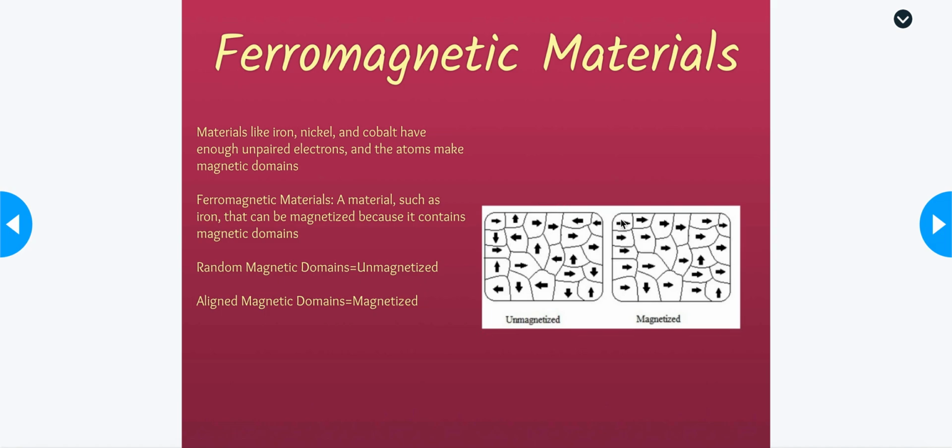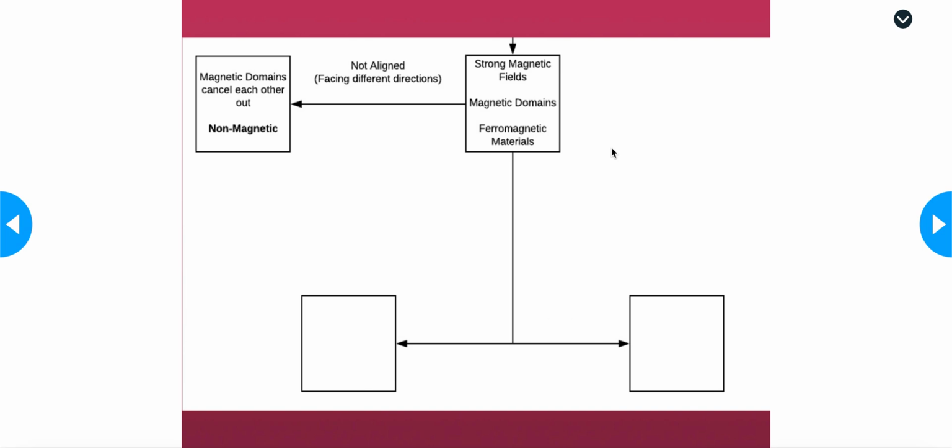However, if you get all of the magnetic domains, or most of them, pointing in the same direction, now all of these magnetic fields are aligned in the same direction and they are stronger and they're amplifying each other. And this means that the material is magnetized and now you have a magnet. So what we need to look at here is if your magnetic domains are not aligned, they're all facing different directions, the magnetic domains cancel each other out and the material is non-magnetic.